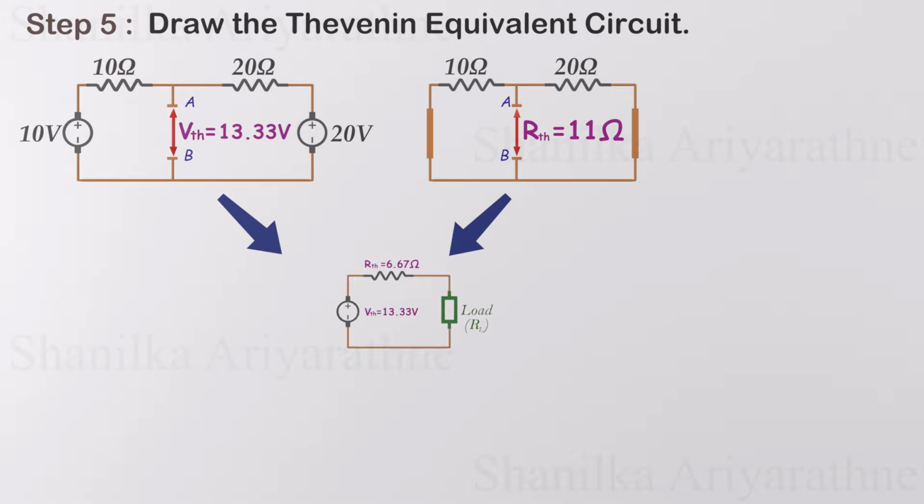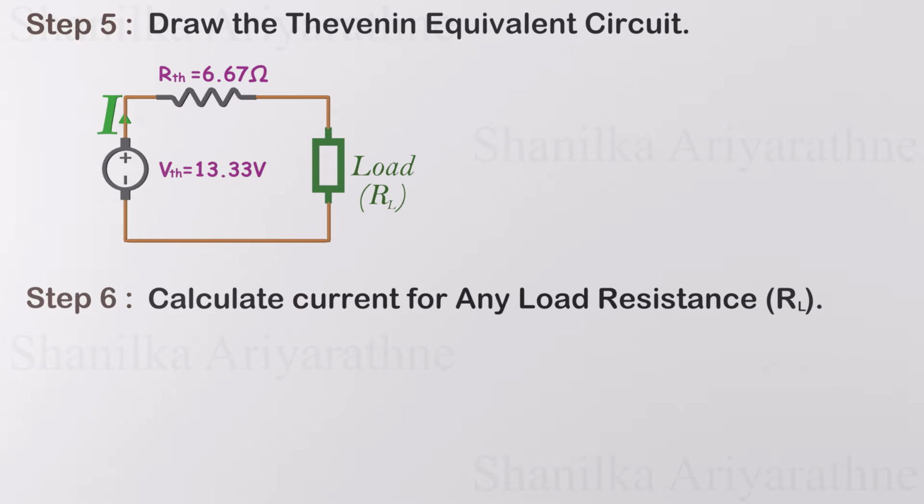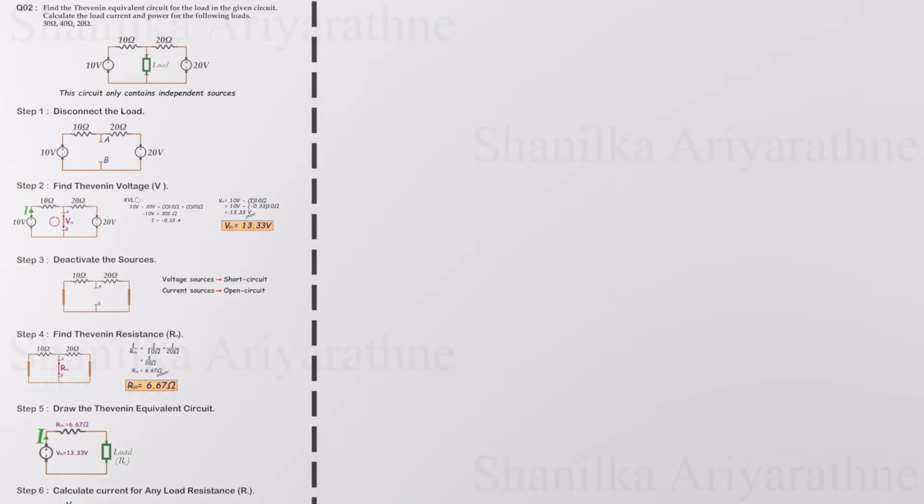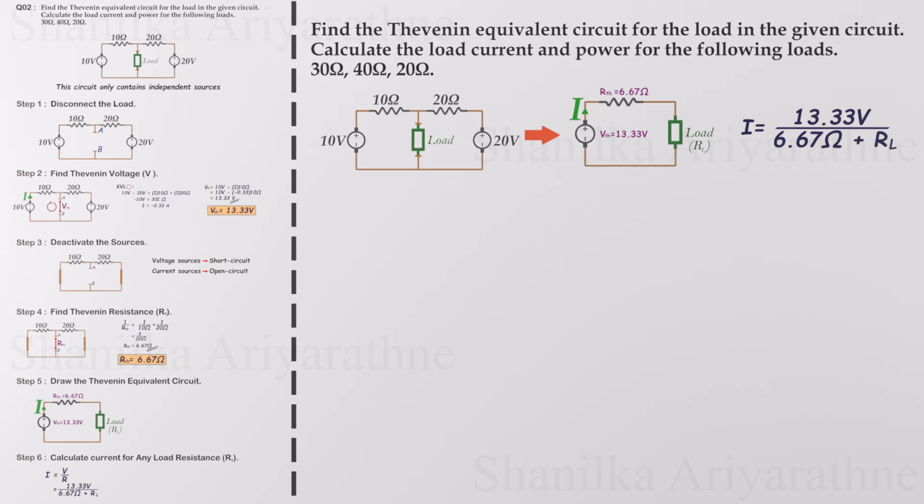Let's draw the Thevenin equivalent circuit. To finalize the Thevenin's theorem process, let's calculate the current for a load with resistance R. Using the simplified Thevenin equivalent circuit, we can easily calculate the current through the load using Ohm's law, eliminating the need to work with the original complex circuit.